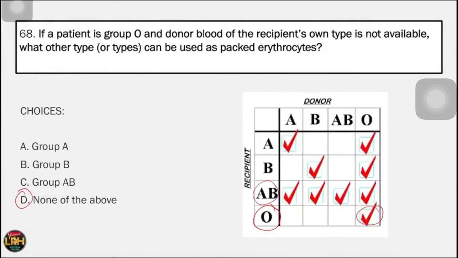For AB, of course, the first option would be type AB, followed by type A, B, and O. For type B, the first option would be type B, and the next option is type O. A type A recipient should receive from a type A donor, and if a type A donor is not available, we can use O. So for 68, letter D is the answer.